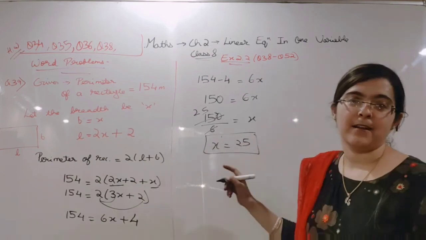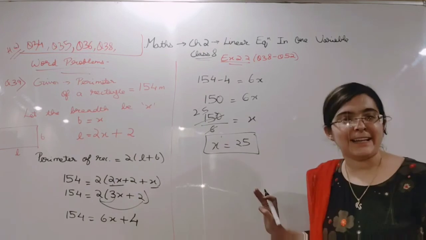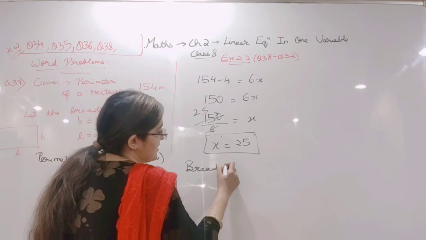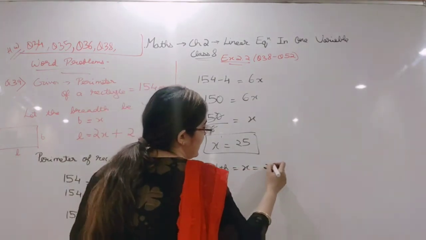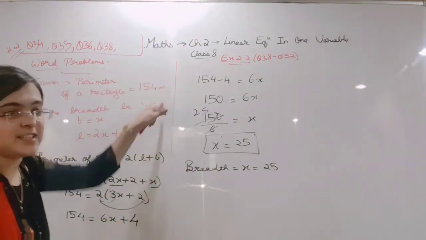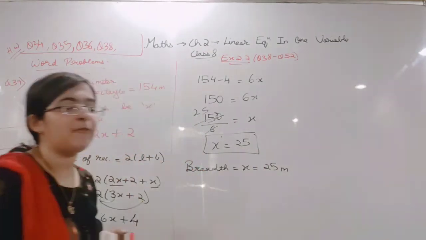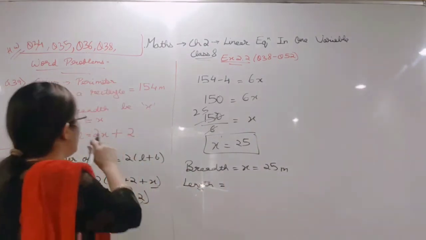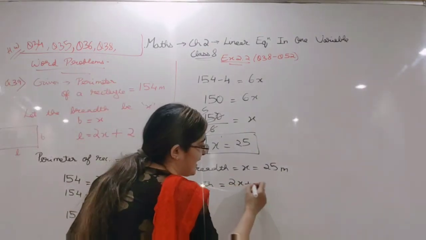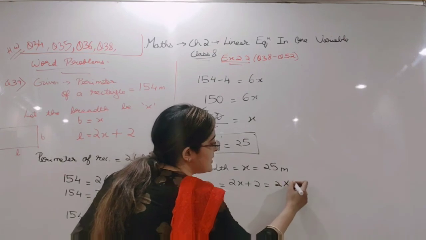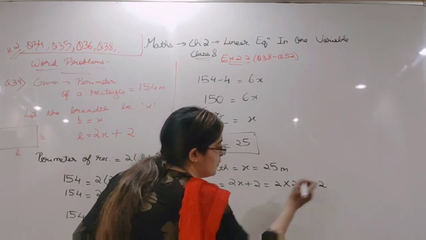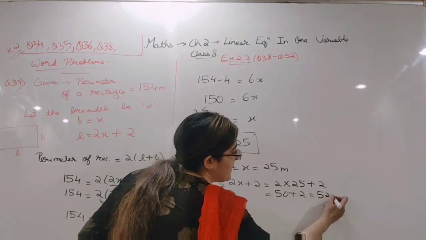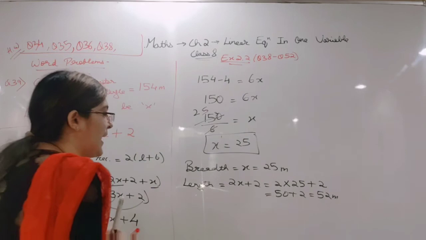Okay, this is not the answer. Many students write the answer and leave it. This is your breadth. Okay, your breadth was x. So this is your breadth, 25. See the unit which is given, it is meter. So write 25 meter. Now what was your length? Your length was 2x plus 2. Now put the value here. What we will do? 2 into 25 plus 2. What we will get? 50 plus 2. That means 52 meter.